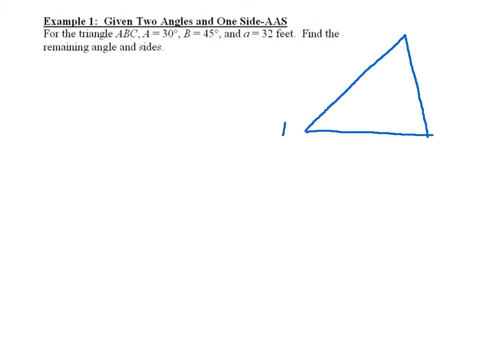We'll label the angles: angle A, angle B, and angle C. Angle A is going to be 30 degrees, and then angle B is 45, and then we also know that side A is going to be 32 feet. Side A is across from angle A, so this is going to be 32 right here.